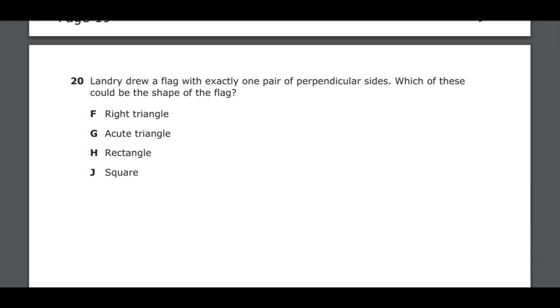Number 20. Landry drew a flag with exactly 1 pair of perpendicular sides. Which of these could be the shape of the flag? Letter F, right triangle. Letter G, acute triangle. Letter H, rectangle. Letter J, square.